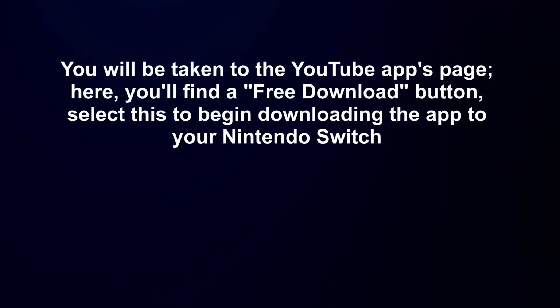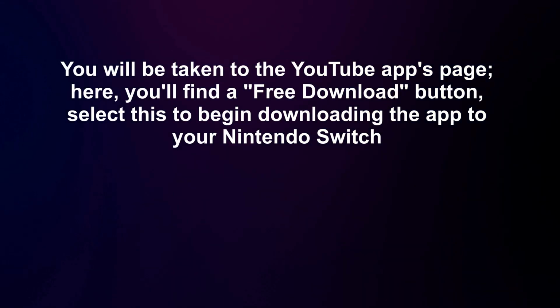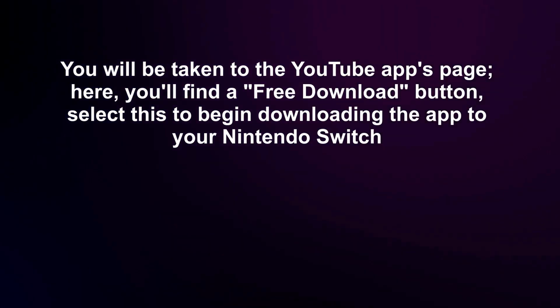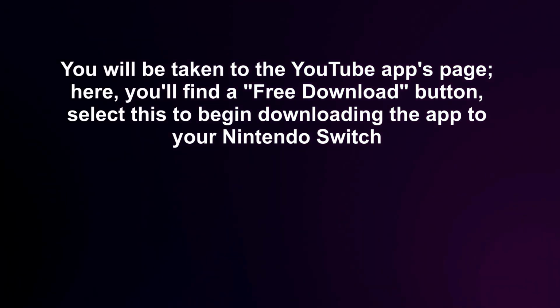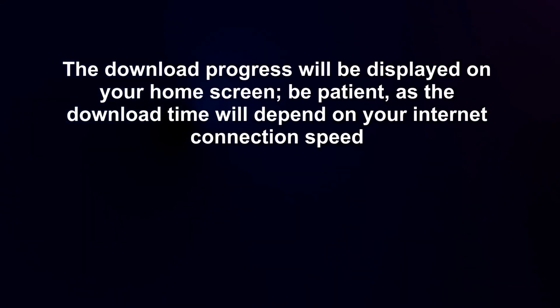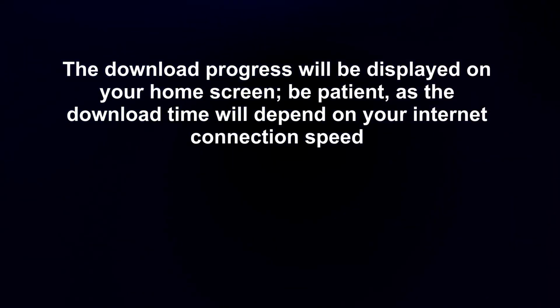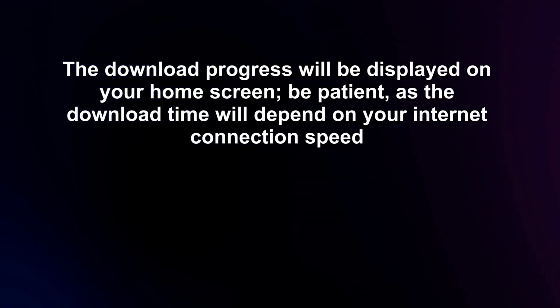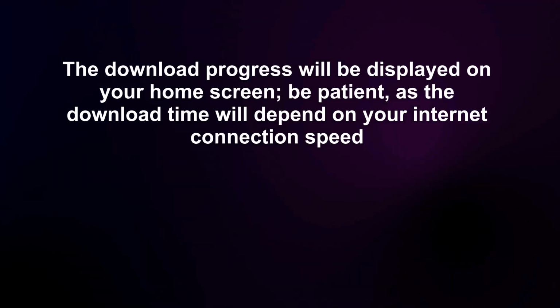Now select it. You will be taken to the YouTube app's page. Here, you'll find a free download button. Select this to begin downloading the app to your Nintendo Switch. The download progress will be displayed on your home screen. Be patient, as the download time will depend on your internet connection speed.